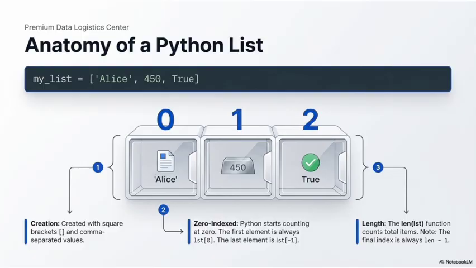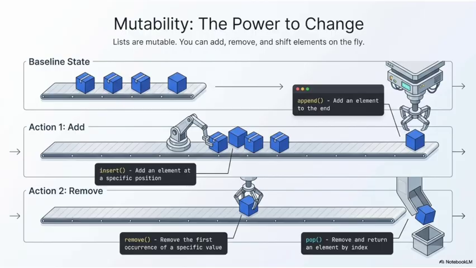Length, in this case, is 3. len, the function, counts total items. The last valid index is always the length minus 1. Three rules to cement right now. Brackets, not parentheses, for lists. The index starts at 0, not 1. The last valid index is length minus 1. Violating any of these three rules produces an IndexError, the most common list error in the course.